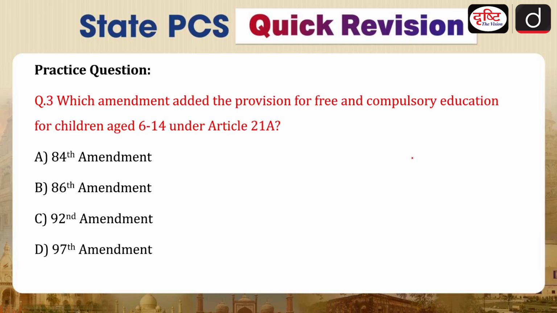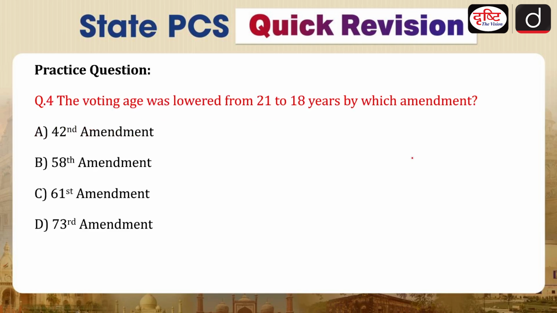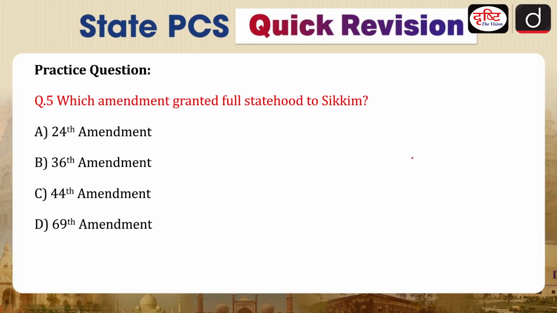Coming to question number 3, which amendment added the provision for free and compulsory education for children aged 6 to 14 under Article 21A? 84th Amendment, 86th Amendment, 92nd and 97th Amendment. Okay, so you can attempt this question and answer in the comment box. Next question: the voting age was lowered from 21 to 18 years by which amendment? 42nd, 58th, 61st or 73rd? Question number 5 says, which amendment granted full statehood to Sikkim? 24th Amendment, 36th Amendment, 44th Amendment and 69th Amendment.